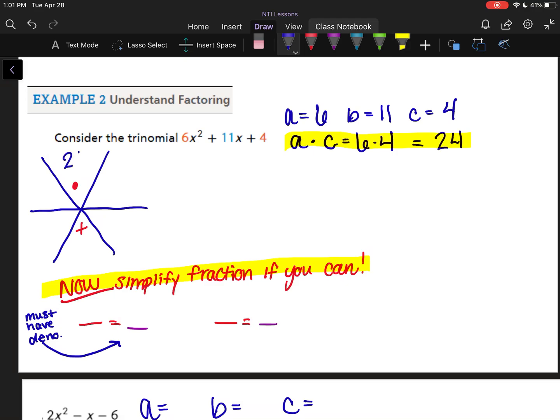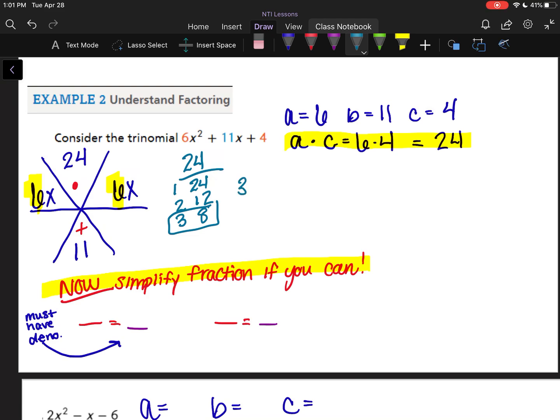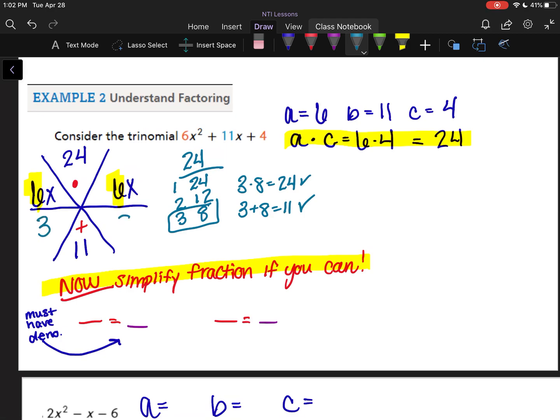I want to multiply to be 24. What's my B value? 11. I want to add to be 11. I actually have an AX now. That's 6x, 6x, because I'm following my snowflake method. There's actually an A here. Let's look for those factors of 24. 1 and 24, 2 and 12, 3 and 8. Let's check it out. 3 and 8 is 3 times 8, 24. Yep. Is 3 plus 8, 11? Yes. So my 2 factors are 3 and 8.